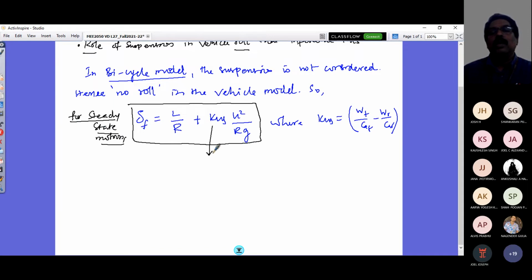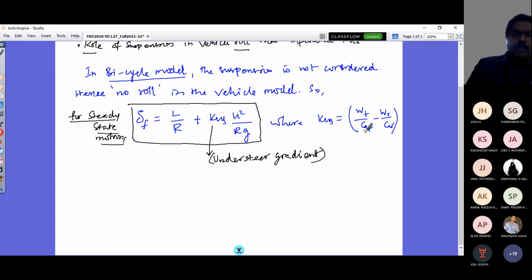And what is this? KUS is called the understeer gradient, or it's called understeer coefficient. So it primarily depends upon tire compliance alone. That's what is defined by Wolle's definition, right?